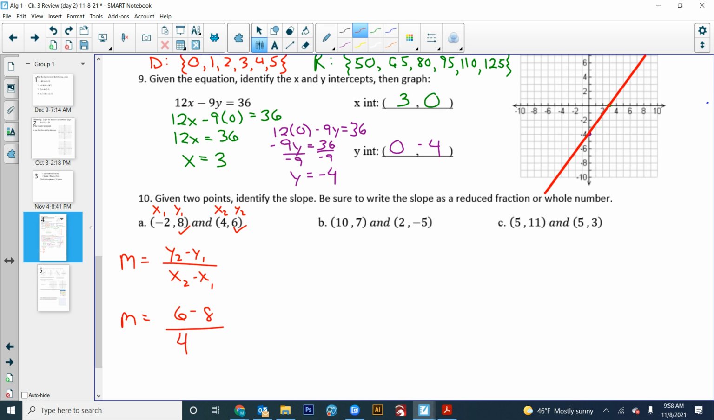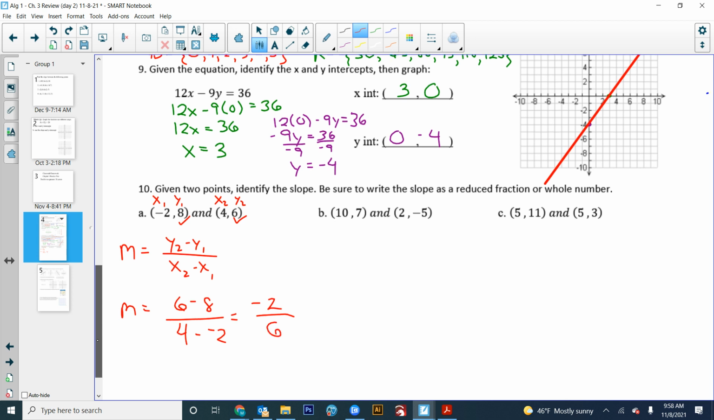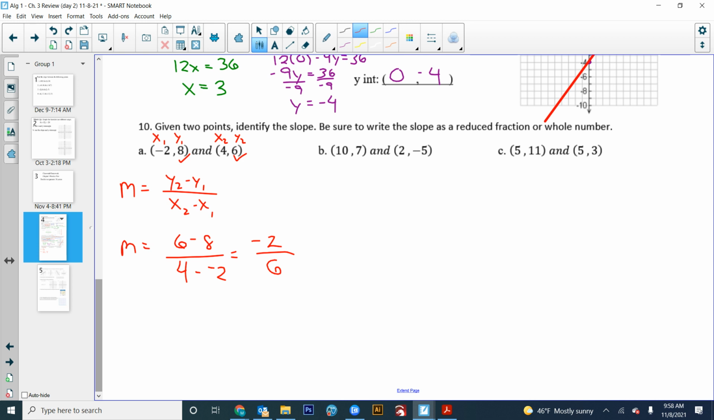The formula has a minus, but the x1 is negative. So what's 6 minus 8? Negative 2. 4 minus a negative 2 is really 4 plus 2, which is 6. Let's reduce it. Negative 1/3. Are you guys okay with reducing fractions? Good.